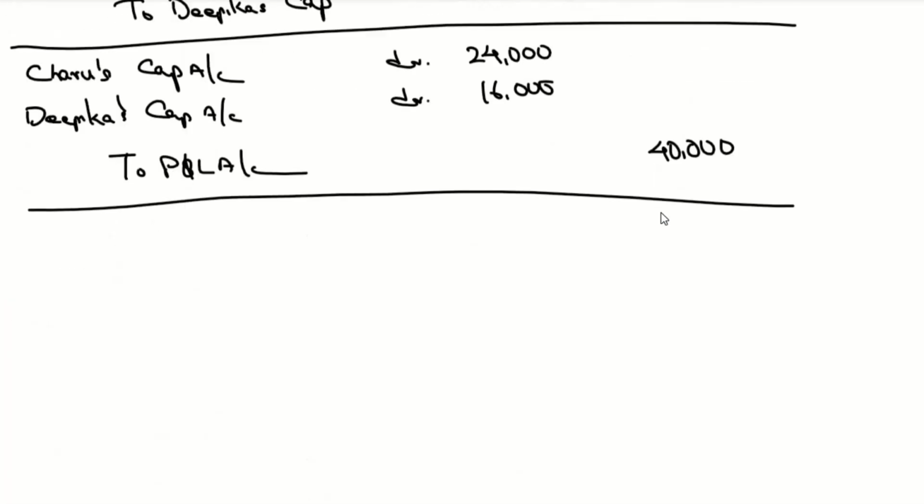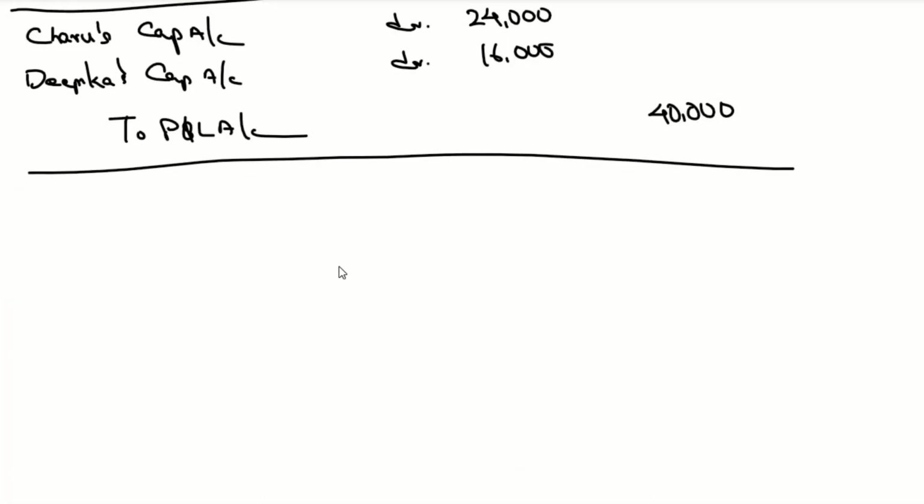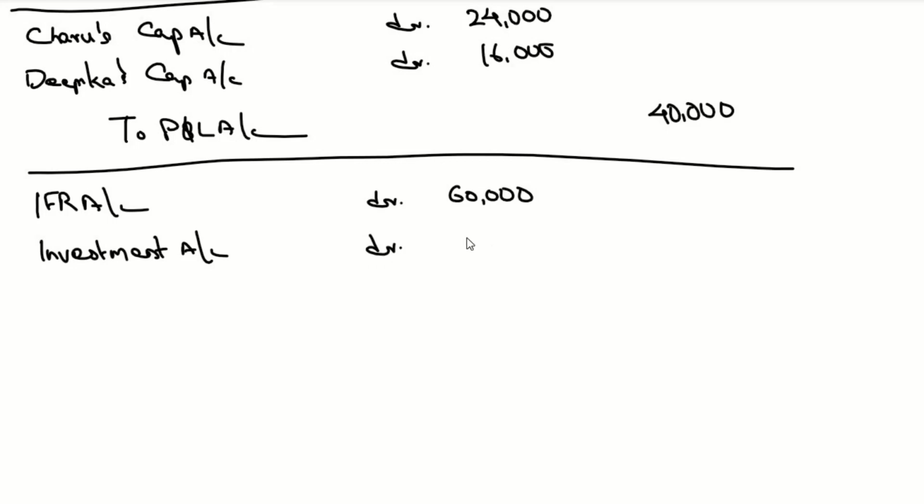So the journal entry for this is investment fluctuation reserve account debit 60,000. Then investment has to be increased by 30,000. So investment account debit 30,000. Then whatever profit we got, the investment increased by 30,000. So that is a profit.